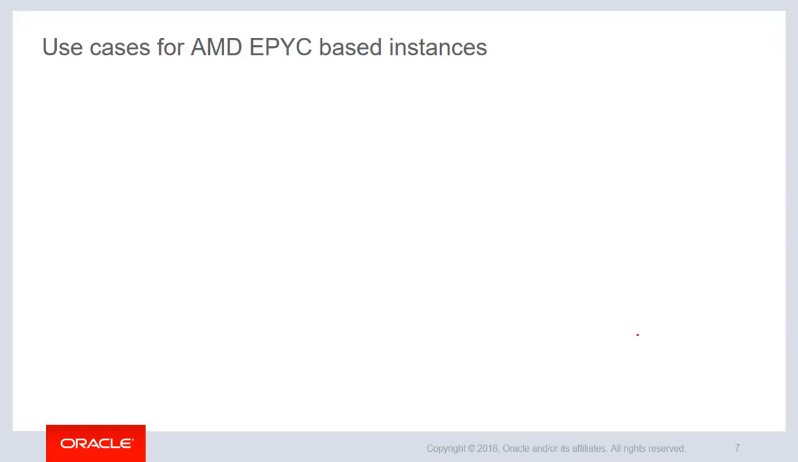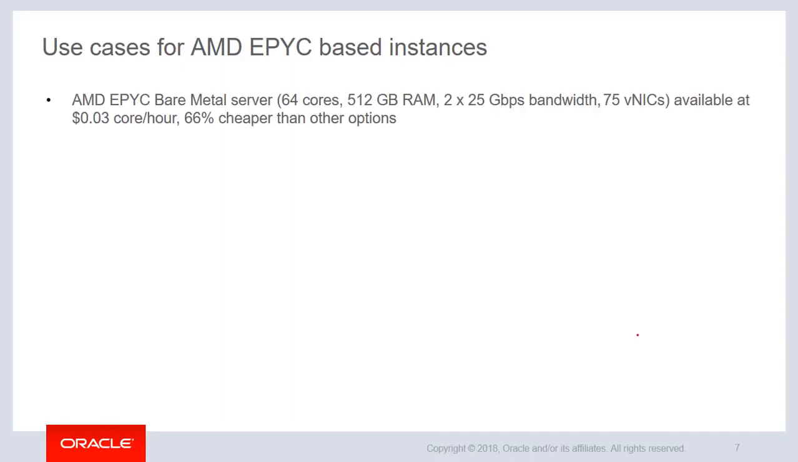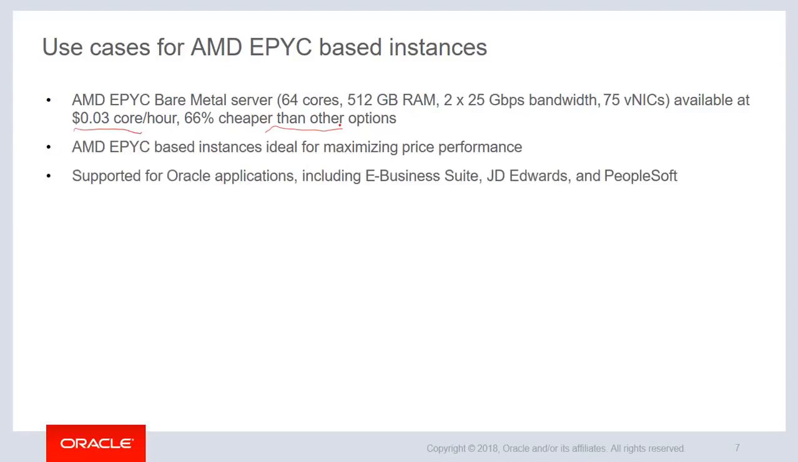Now, what are the use cases for AMD EPYC based instances? So the biggest use case is on price performance. So as you can see here, the AMD instances are available at 3 cents per core per hour, and these are anywhere from 66% to 50% cheaper than other options available with other cloud providers. So these are ideal for maximizing price performance.